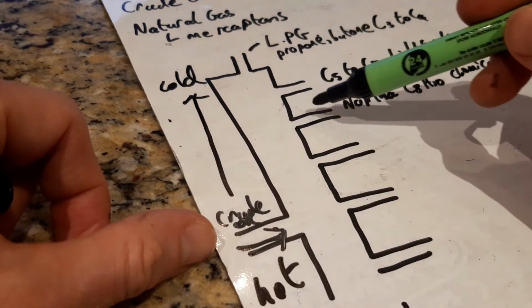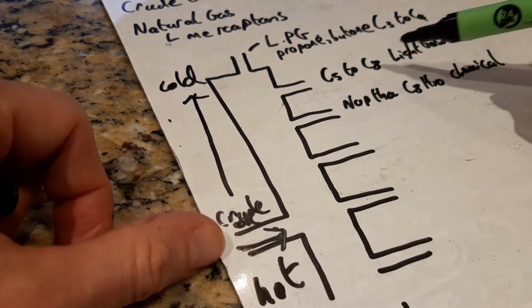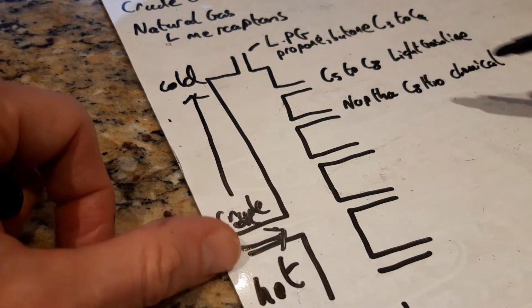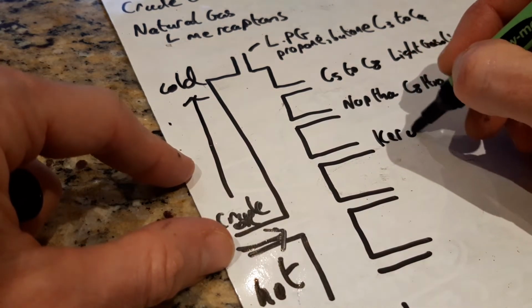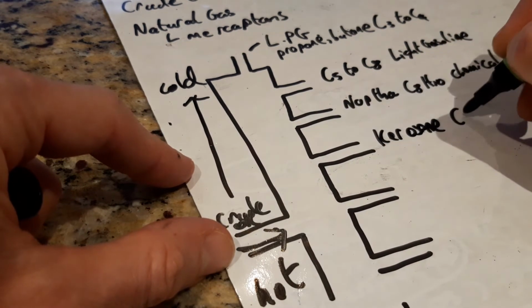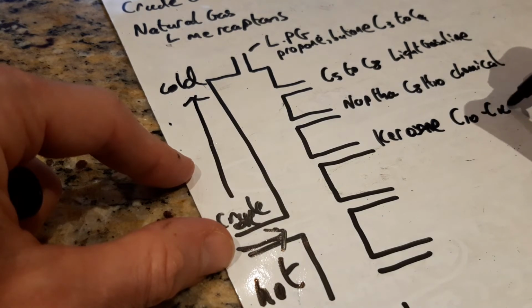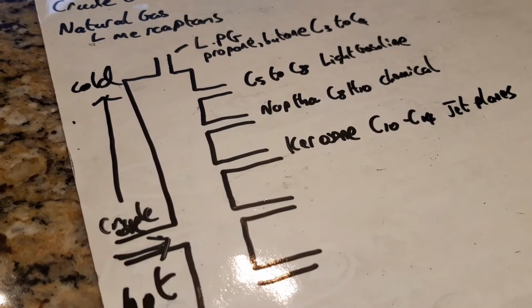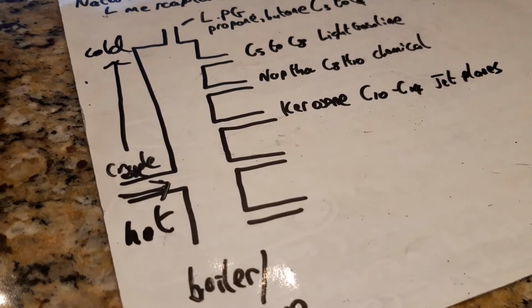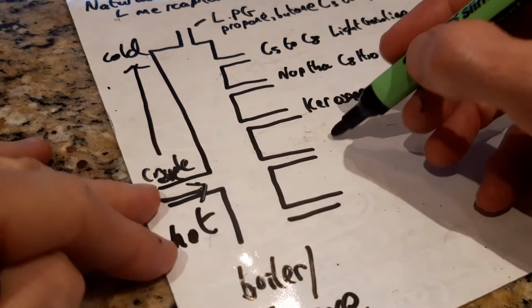So as you can see, as we go down this tower, these fractions are getting longer like this. So now we have kerosene. Okay, kerosene is next. Again, it's getting longer, and this is used in jet planes. Okay, so aircraft, you see the aircraft being refueled at the airport, whatever. Kerosene is what they use.